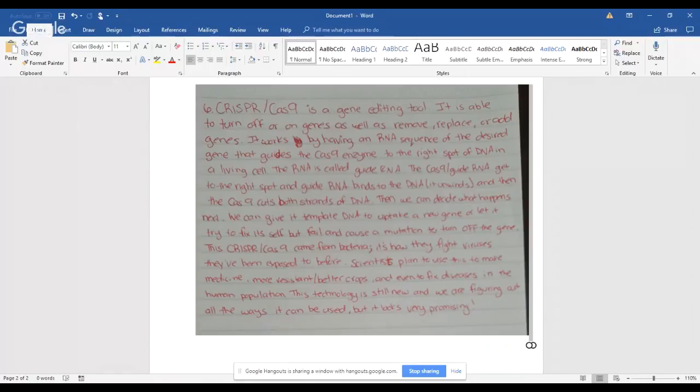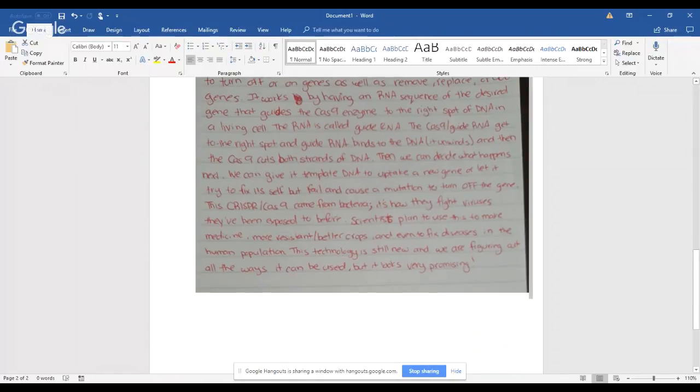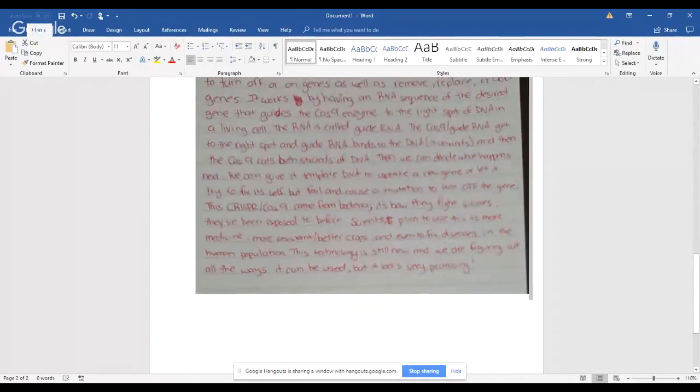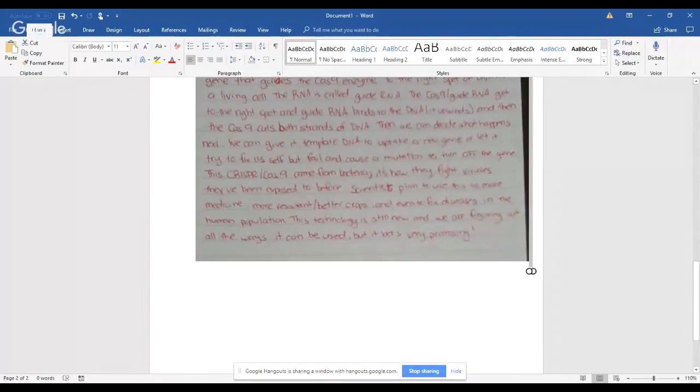When they get a virus, they keep a copy of that virus. So when it ever comes again, they can fight against it by cutting it and messing it up. And scientists plan to use this to help with medicine or agriculture and trying to fix human diseases. And Cas9 is an enzyme. That's what it is. And that's it for the lesson 13 group problems.